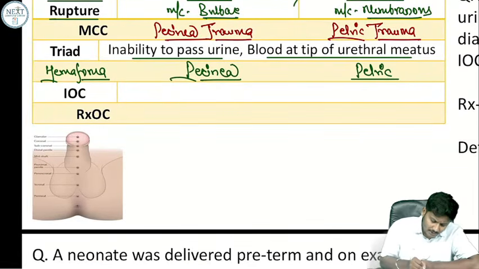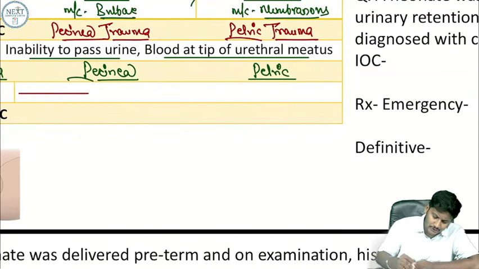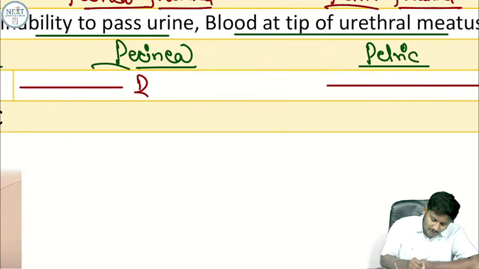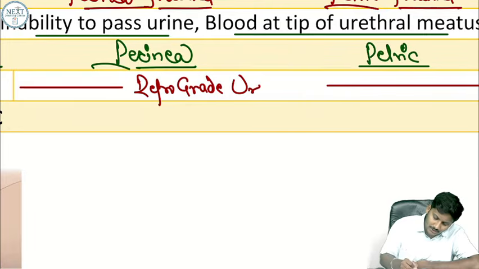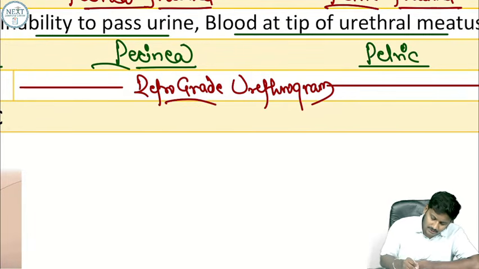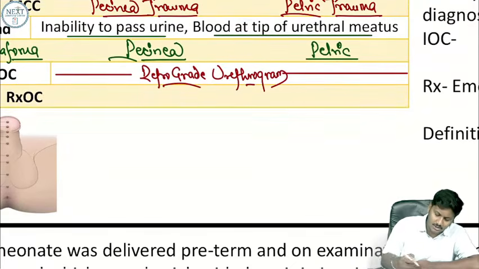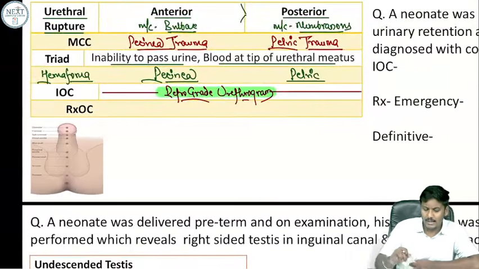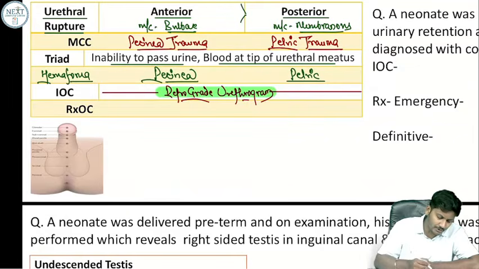The investigation of choice in both the conditions is the investigation called RGU. What is RGU? Retrograde urethrogram, where I inject a contrast inside the urethra, and then you can see the contrast leaking out on the X-ray. That is classically called RGU, a retrograde urethrogram. That is the investigation of choice for anterior or posterior urethral rupture.